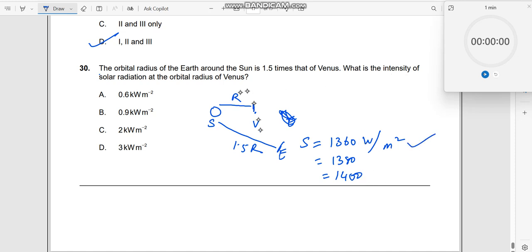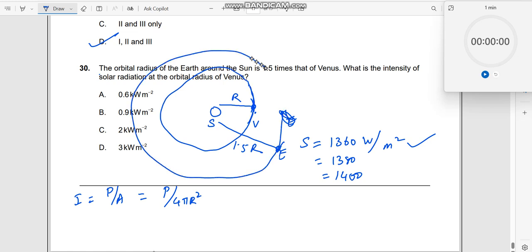Now, what is the intensity of solar radiation we want to find out? How do you find the intensity? The intensity formula is intensity equals power by area. So this can be written as P divided by 4 pi r square. What is r square over here? It is the surface area of the orbit that I am talking about, where r is the radius or distance of the orbit from the sun.